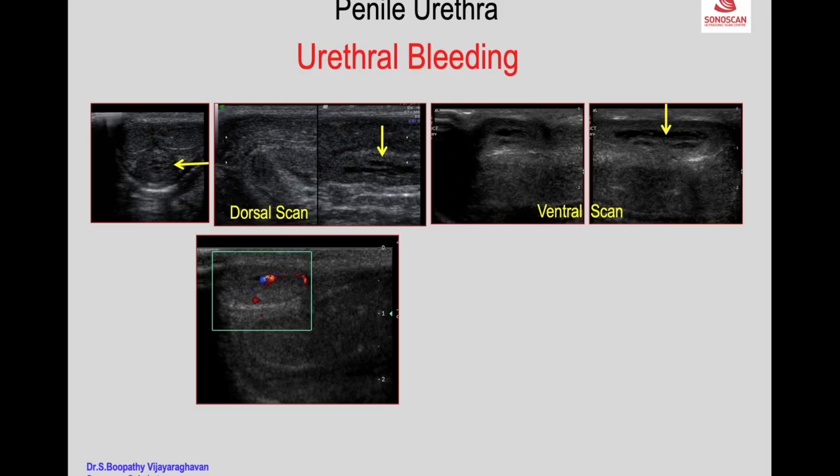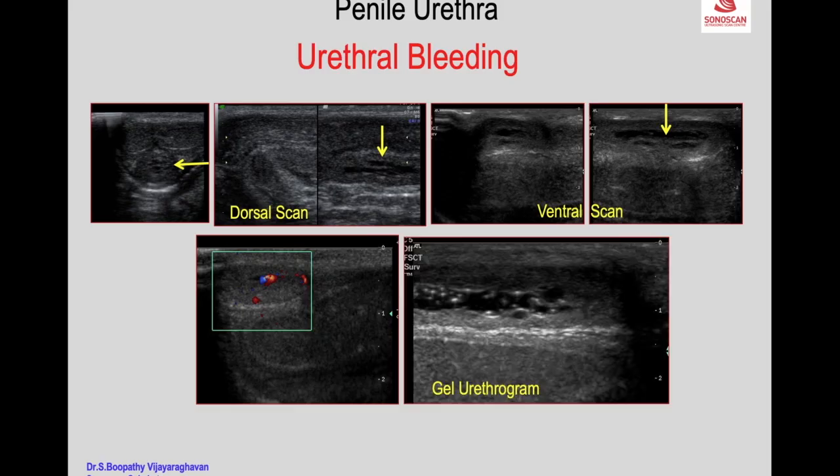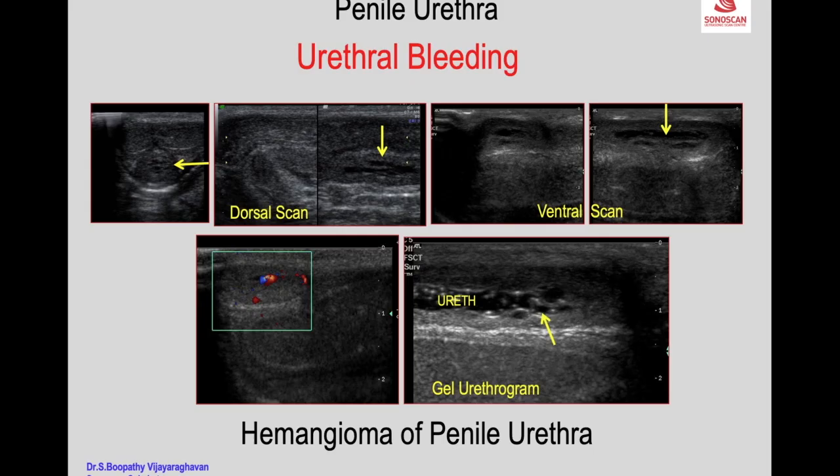The same which on gel ureterogram is better seen. You see the urethra and you see the hemangioma of the walls. So this is a hemangioma of the penile urethra, which has resulted in urethral bleeding.